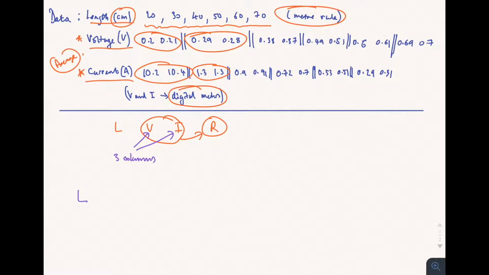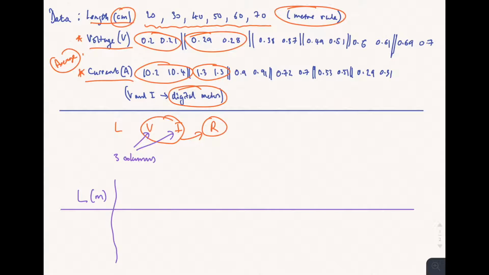Length is going to go over on the left, but I just want to point out that I took the measurements in centimetres, so I've written those down, 20 centimetres, 30 centimetres and so on. But it's almost always advisable to write your measurements down in the SI unit. So even though I measured them in centimetres, I'm going to write them down in metres.